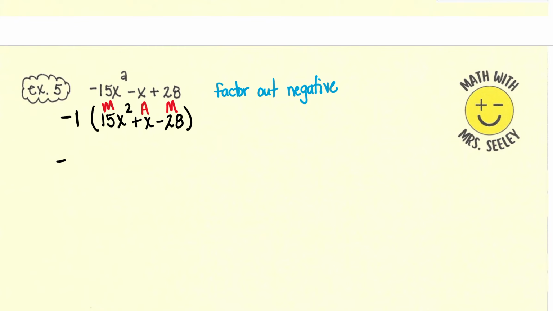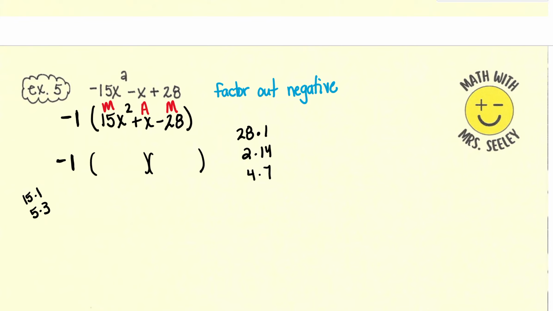So just bring your negative down. He's part of your problem there. Just bring him down, just kind of keep him with you. Now let's think about 15. We've got options, 15 and 1 or 5 and 3. For 28, we got a lot of options there too. 28 and 1, we got 2 times 14. We've got 4 times 7. So let's just kind of get a combination of numbers.